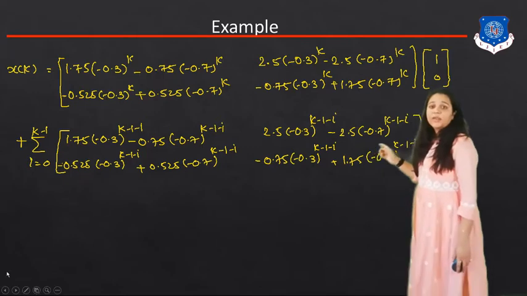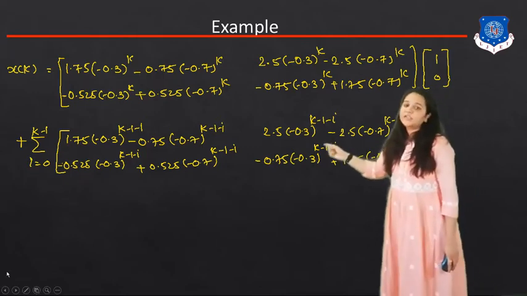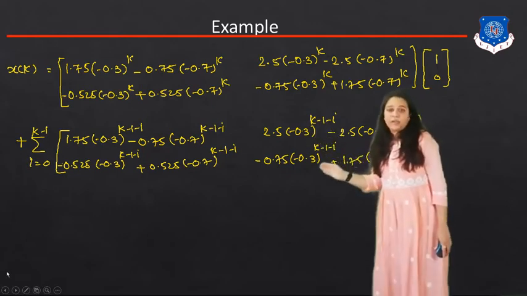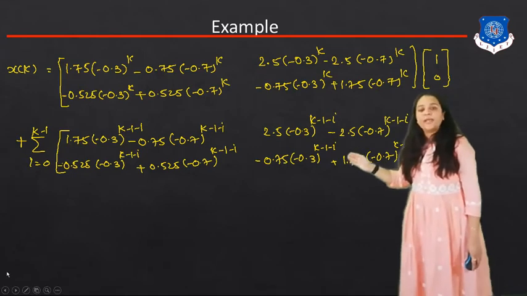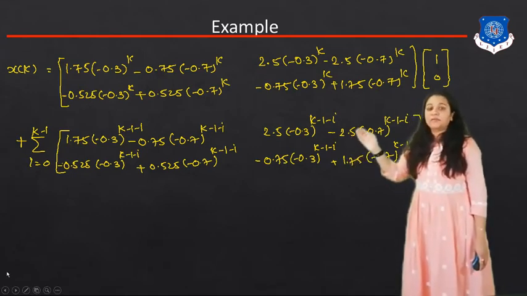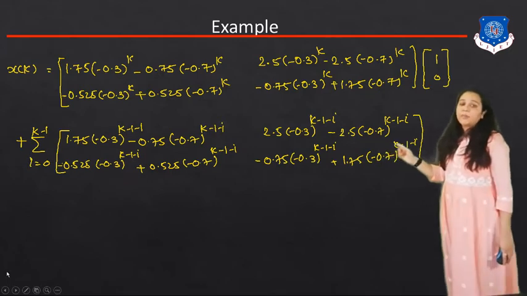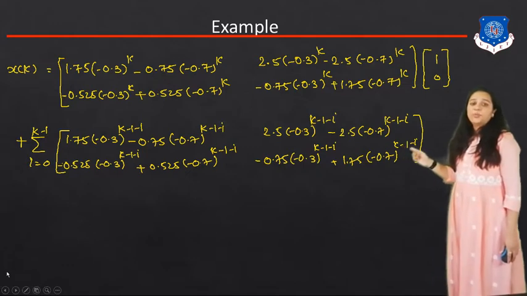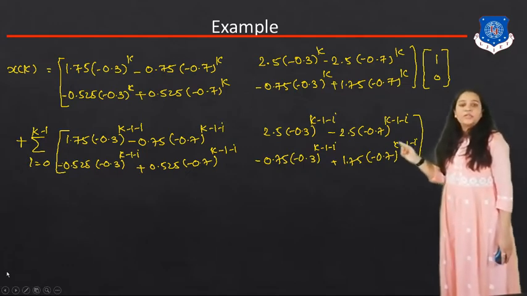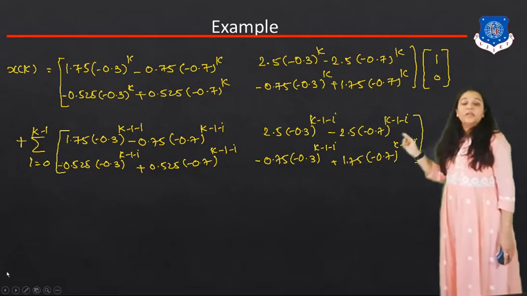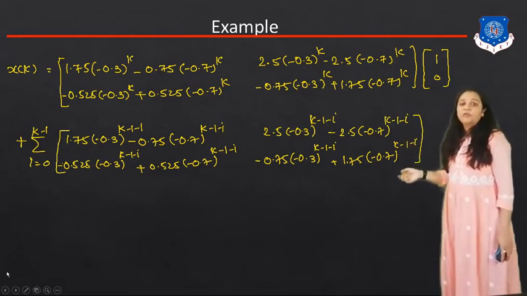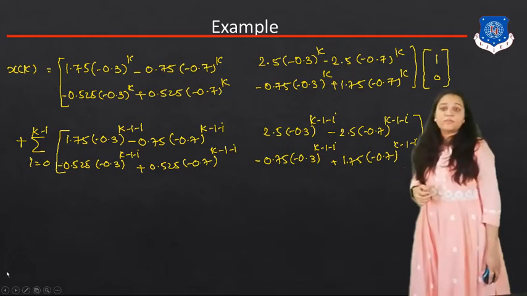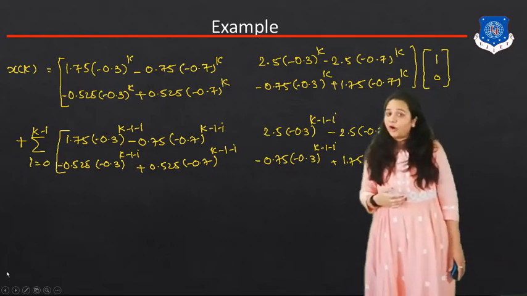So the matrix will become minus 1.75 in this bracket (-0.3)^(k-1-i), minus 0.75 in this bracket (-0.7)^(k-1-i). Here 2.5 in this bracket (-0.3)^(k-1-i), minus 2.5 in the bracket (-0.7)^(k-1-i). The same we have to apply in this term and we can get this type of matrix. Now we have to simplify this matrix and find the value of x1 and x2.